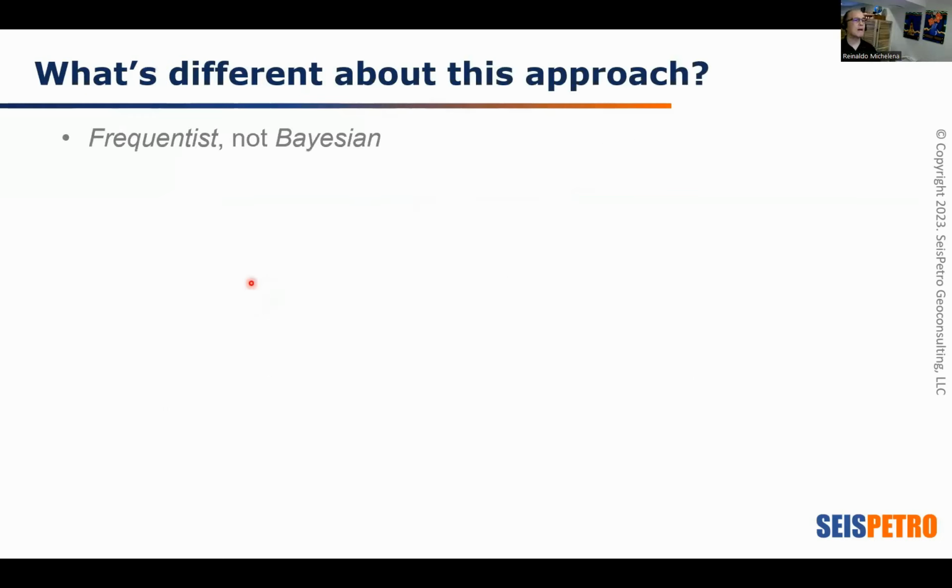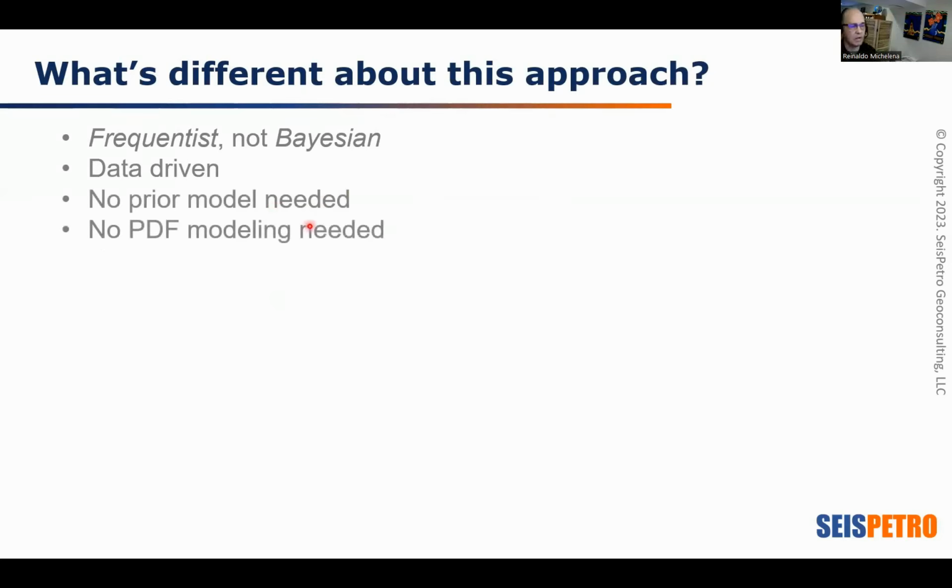So going back to the differences between what we do and other approaches, as I said, it is frequentist, not Bayesian. The approach is entirely data-driven. No prior model is needed. We also don't need to model any PDFs, probability density functions, before we do the analysis. Everything boils down to the difference between the two approaches: what is based on the data that you have versus what is based on your prior knowledge or prior ideas of what the answer should be.